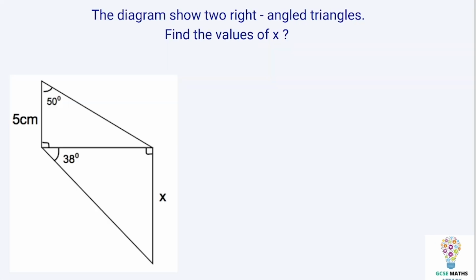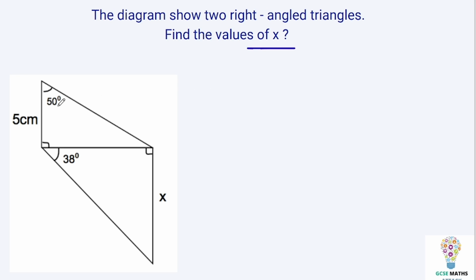Let's move on. Okay, so the diagram shows two right angled triangles. Find the value of x. So pause the video and have a go at this question. Remember, you've got two different types of triangles. The hint I will give you is treat them separately. Go.